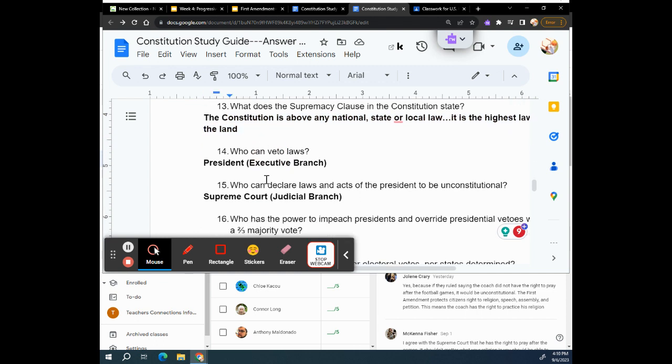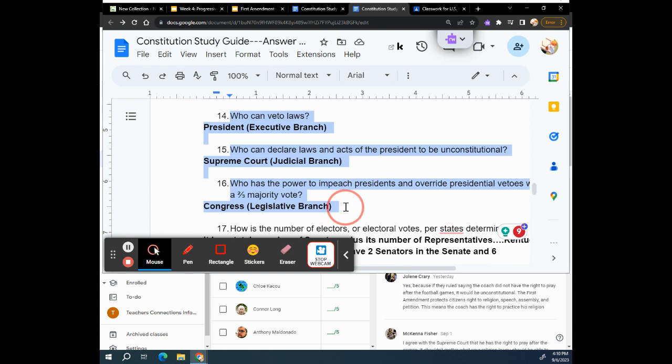14, who can veto laws? That is the president, aka the executive branch. So on your test, there are going to be 6 questions that ask you about specific checks and balances. Okay, so the president has the ability to veto laws.